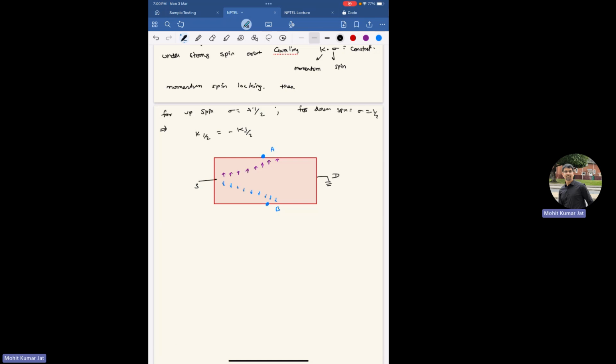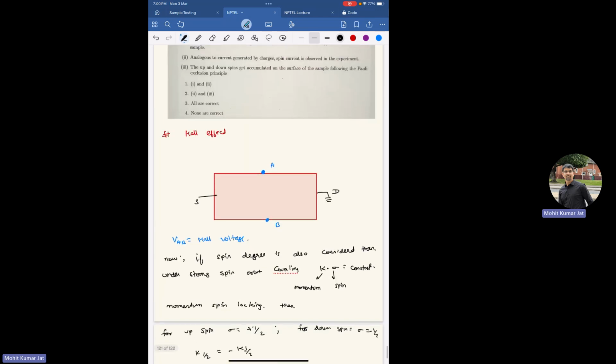And how is it done? It is measured by the Landauer-Büttiker method. If there are edge states, if there is a non-zero Chern number, then it can be measured using the Landauer-Büttiker method.